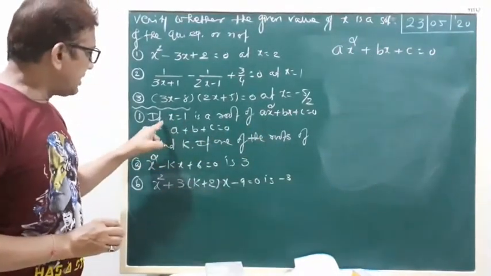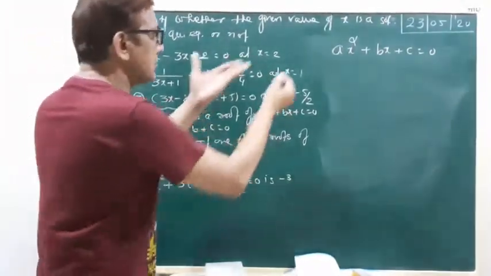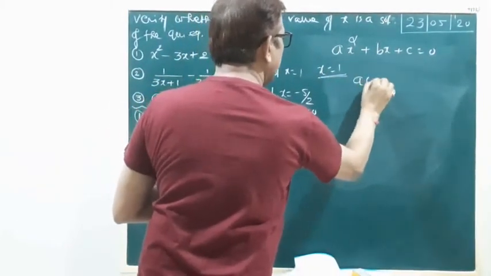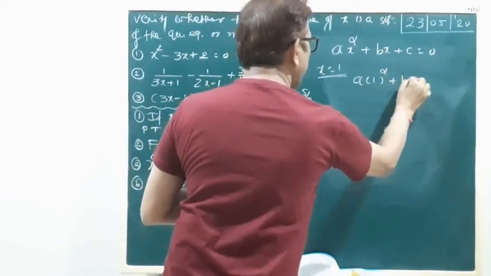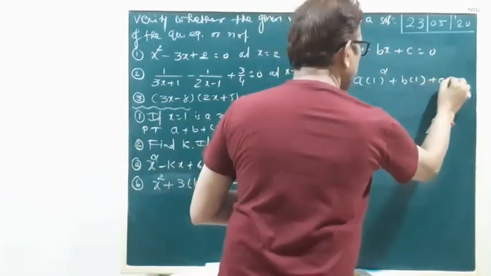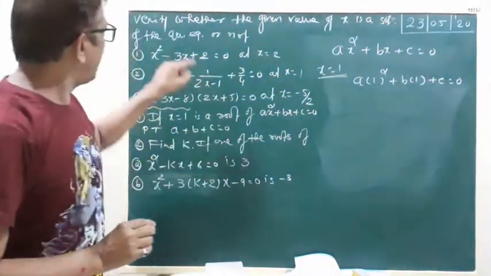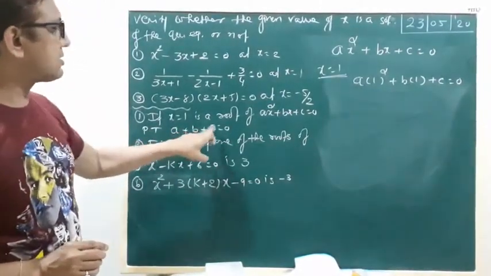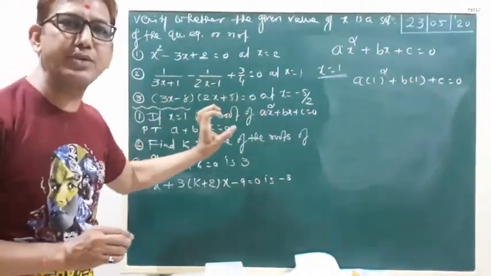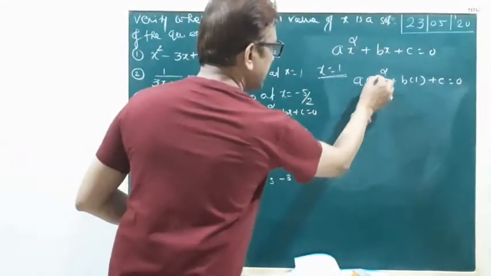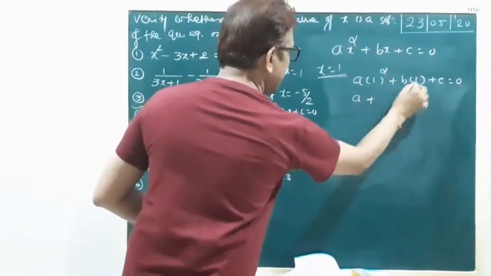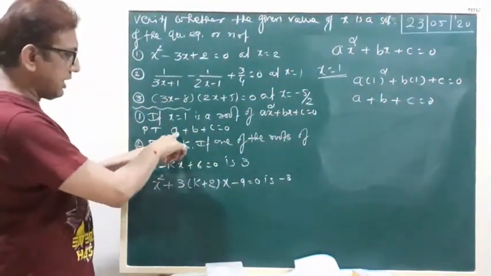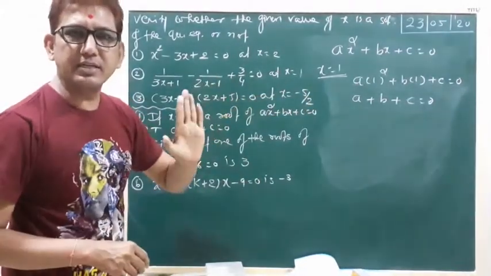Now look here. Here x equal to 1 is the root of this equation. So now put x equal to 1: a into 1 square plus b into 1 plus c equal to 0. Not verify, but here we prove that a plus b plus c equal to 0 if x equal to 1 is the root of this equation. Now 1 square is 1 and 1 into a is a, b into 1 is b, and c equal to 0. This is your answer. Look here: a plus b plus c equal to 0. Is that clear?